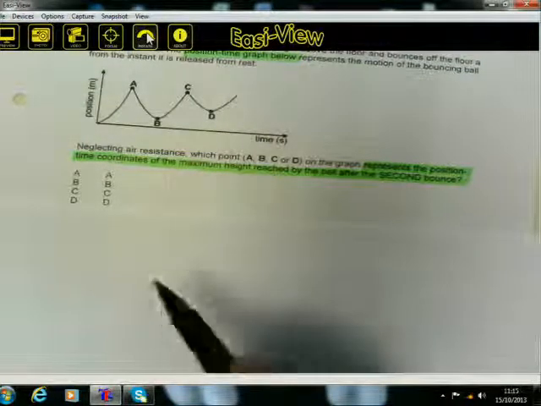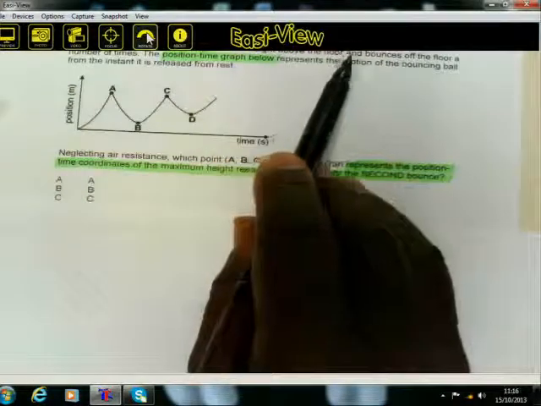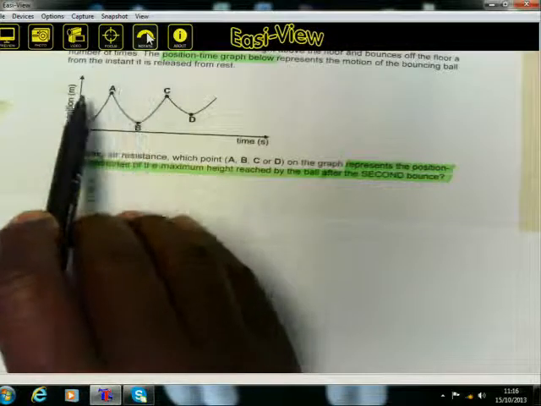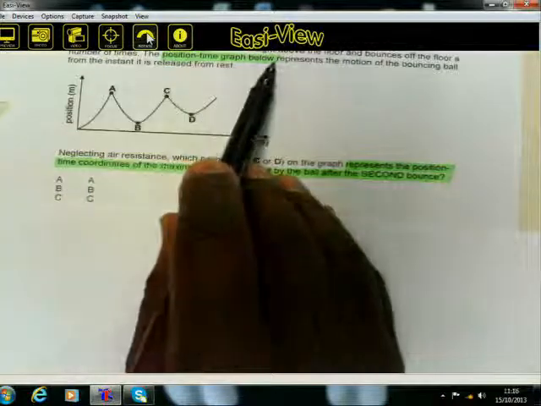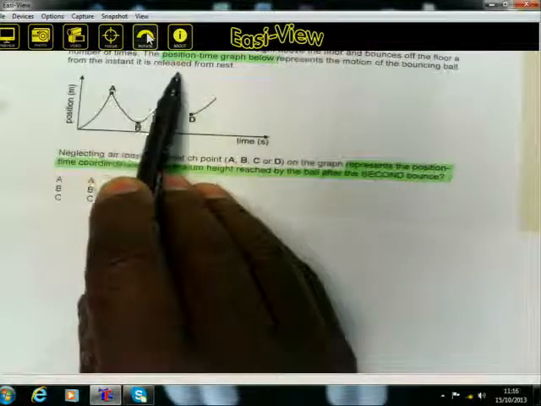Question 4 says a ball is released from rest from a certain height above the floor and bounces off the floor a number of times. Here the object bounces. Then we are given the position time graph, which represents the motion of the bouncing ball from the instant it is released from rest.